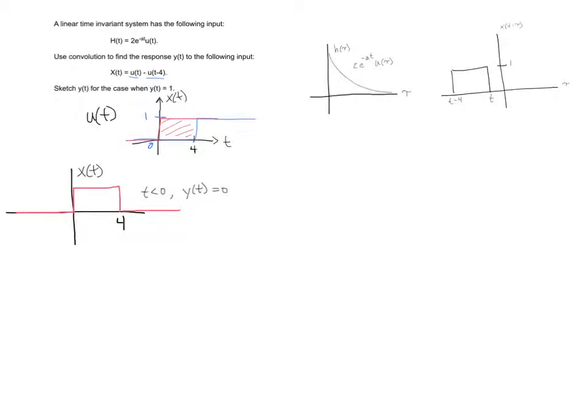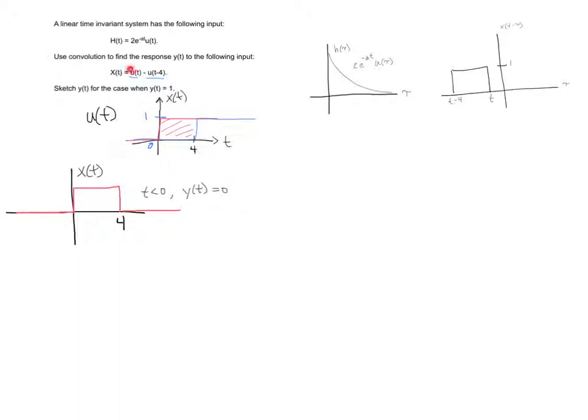Okay, so here in this video we're going to look at a system h of t and x of t, and then we're going to convolve these two to get an output y. Then we're going to sketch y for the case when a is equal to 1.